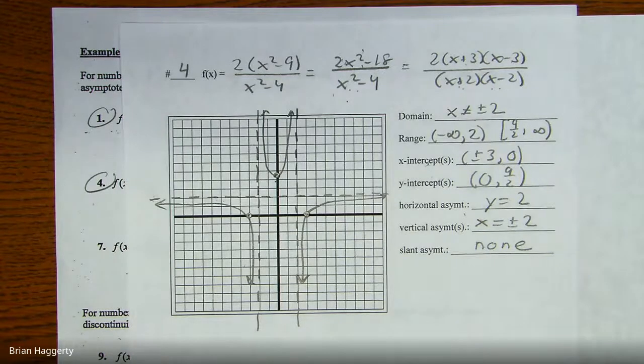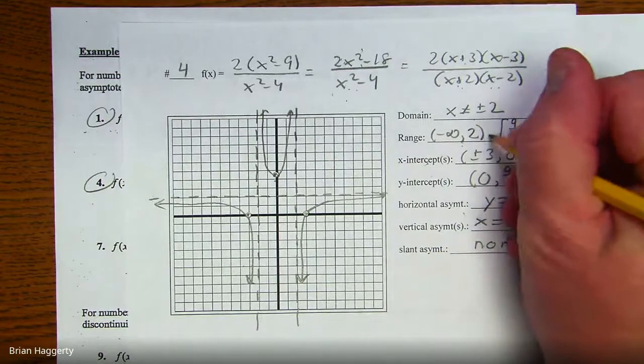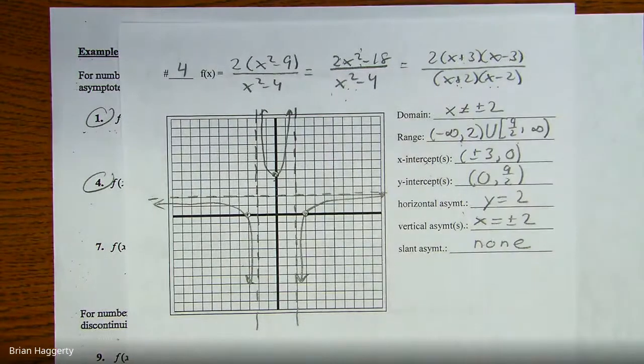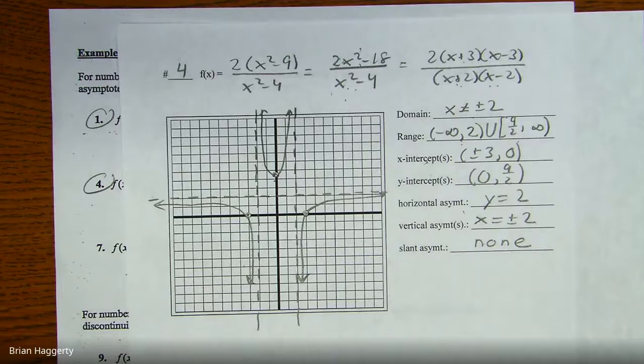Now, sometimes you just see the two things listed side by side like this. Sometimes they'll put the U in the middle for union. Either version is acceptable. I don't care what you do.